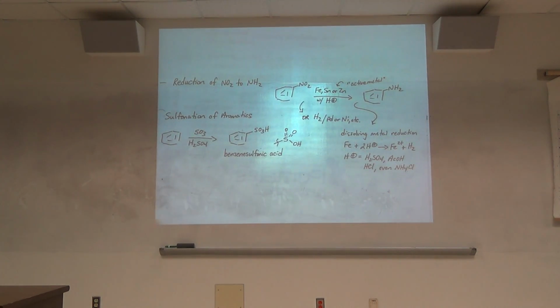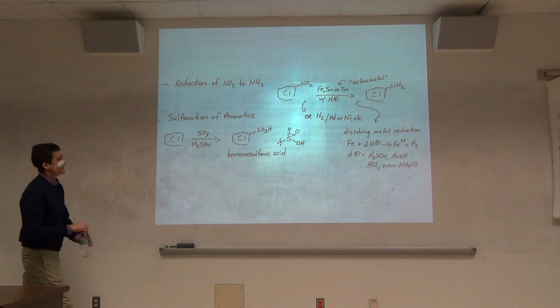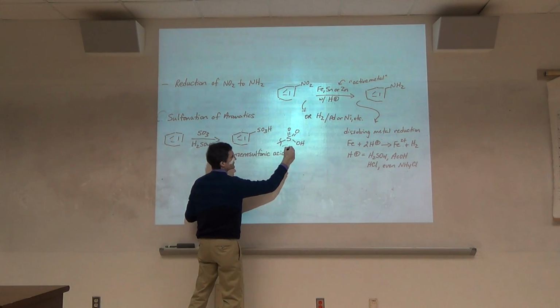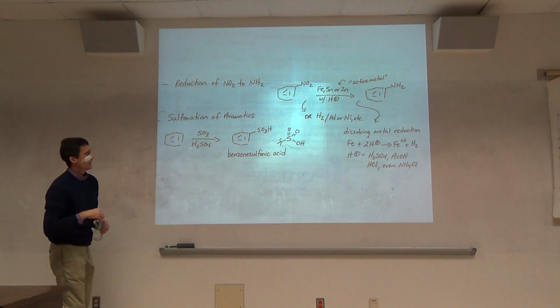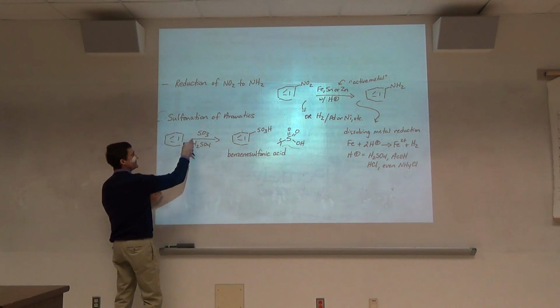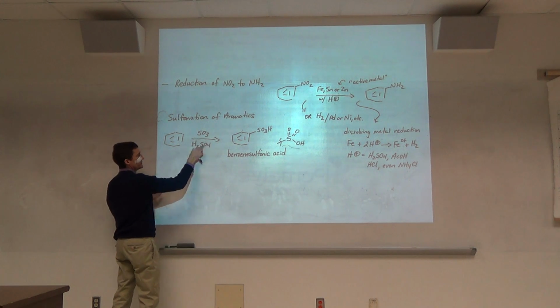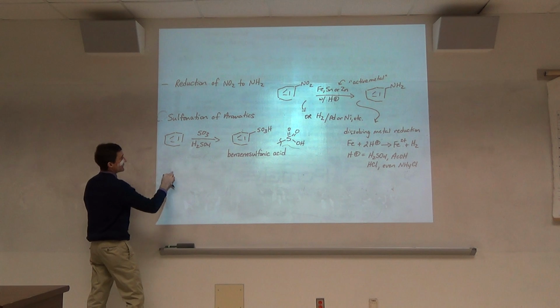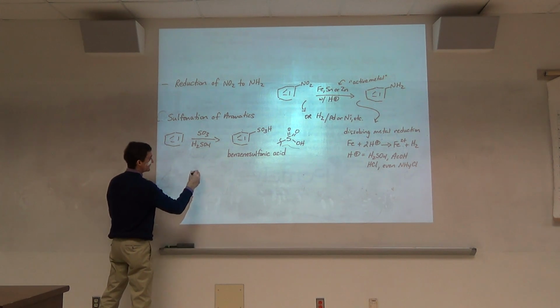Next reaction is going to be to put on a sulfonic acid, SO3H, with a Lewis structure like this. This is done using sulfur trioxide and sulfuric acid. Let's start with a Lewis structure for sulfur trioxide.